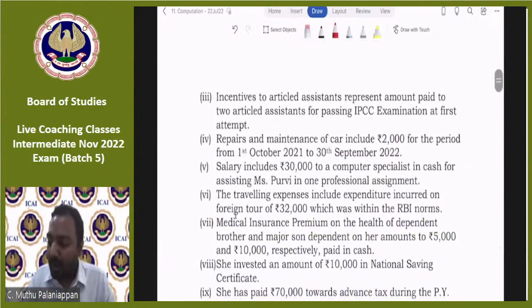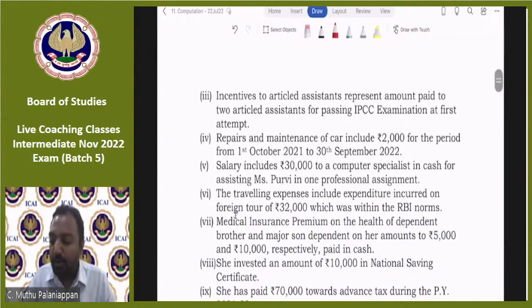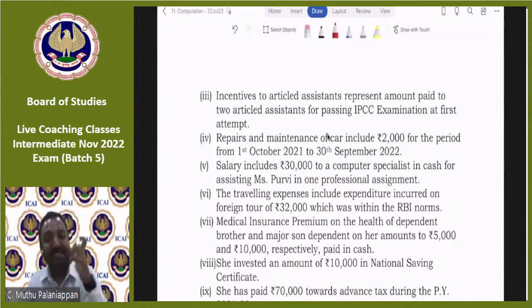Next, incentive to article represents amount paid to 2 article assistants for passing the IPCC examination. It basically says that they have given some incentive for passing the IPCC examination at first attempt. So is this eligible or not? It is something like a bonus, right? Whatever is being paid is something like a bonus. Bonus is always a business expenditure. So it is an eligible expenditure.